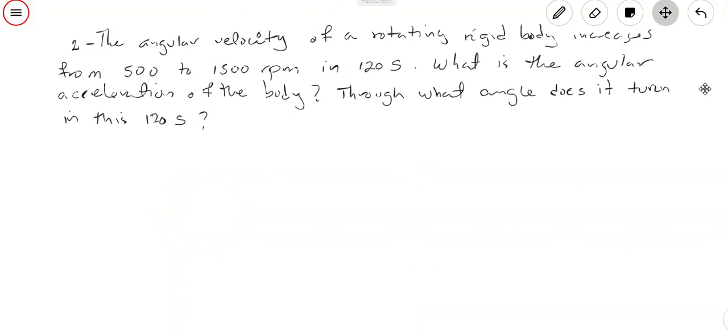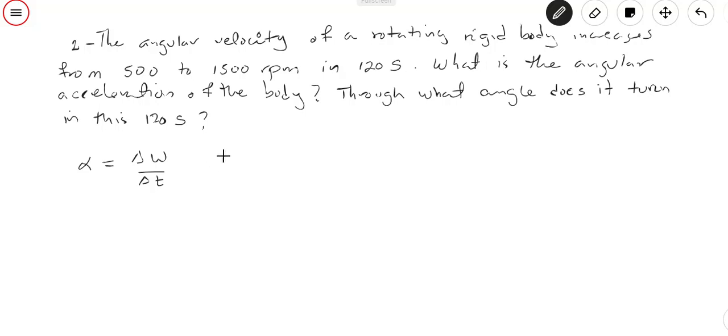In the next problem, they say that the angular velocity of a rotating rigid body increases from 500 to 1,500 revolutions per minute in 120 seconds. So they ask you what is the angular acceleration of the body and through what angle does it turn in these 120 seconds. Well, the first thing we have to remember, for the first part of the question, is that the angular acceleration is equal to the variation in the angular velocity over the variation in time, right?